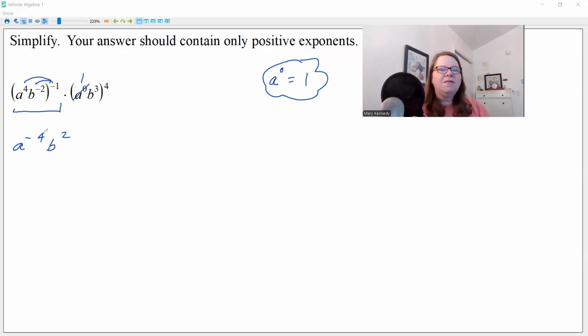Okay, so I've got that. And over here, I've got b cubed, because this is just one. So b cubed to the 4th power, 3 times 4 is 12. Okay, so far, so good.